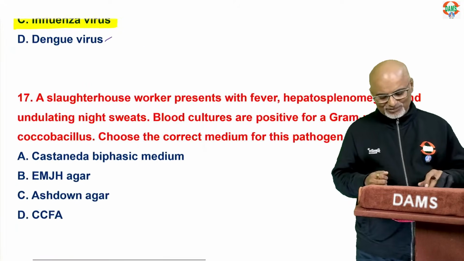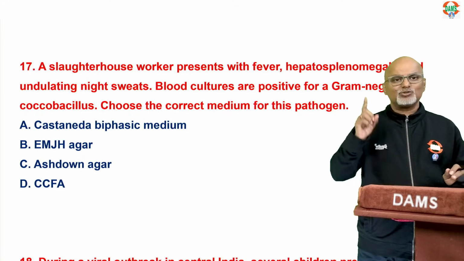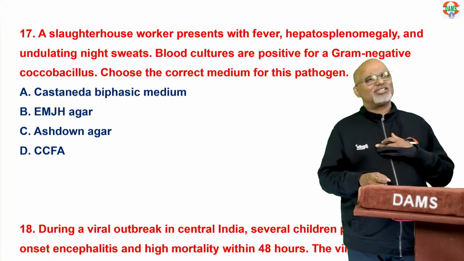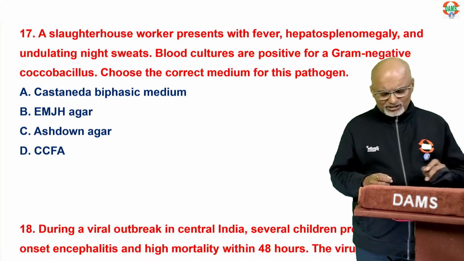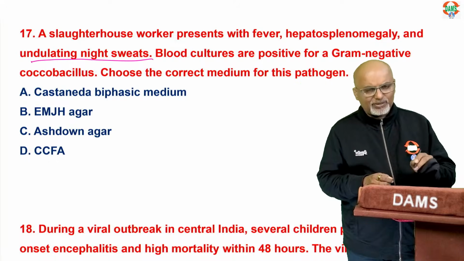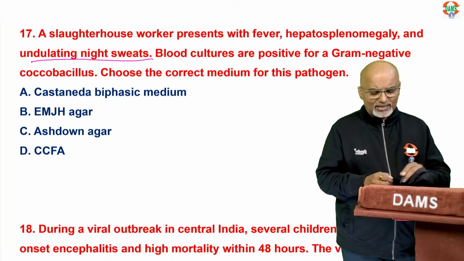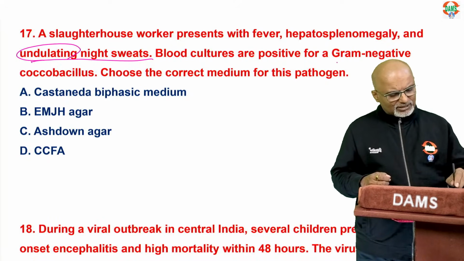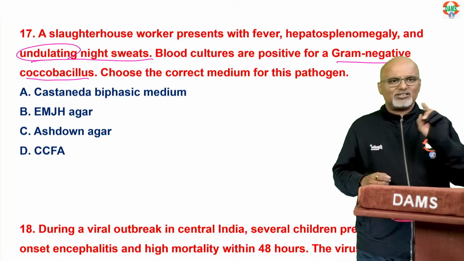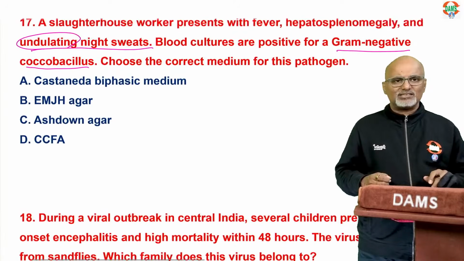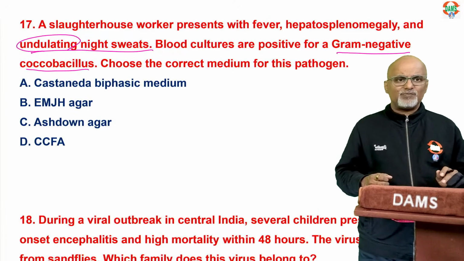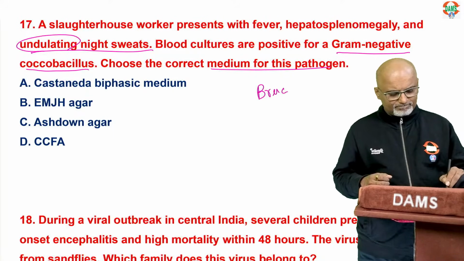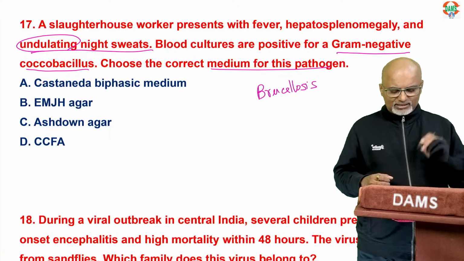Got it? Right. A slaughterhouse worker, that means zoonotic disease, presents with fever and hepatosplenomegaly. Fever means I can think of anthrax. And undulating fever, night sweat, maybe TB, but undulating fever, so now I'm thinking of Brucella. Positive for gram-negative coccobacilli. It is not tuberculosis, it is not anthrax, because anthrax is gram-positive and tuberculosis is acid-fast. Choose the correct medium. It is a case of brucellosis.